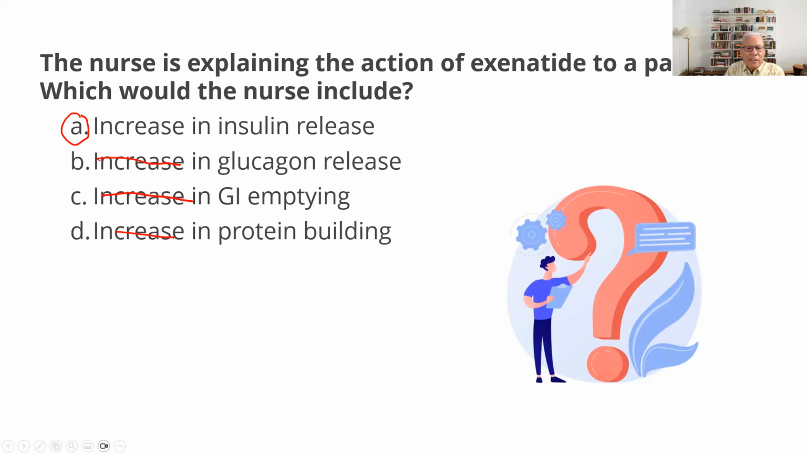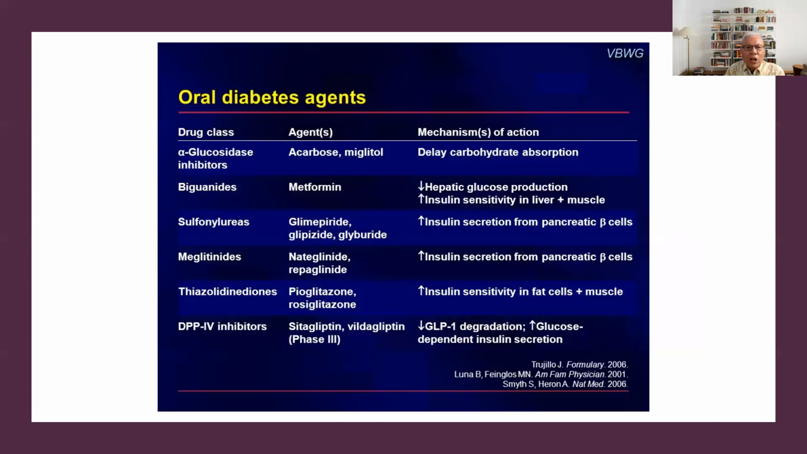Okay, I think that ends our discussion on oral anti-diabetic agents. So in this slide, you could see the drug classification as well as the mechanism of action. And so we have talked about alpha-glucosidase inhibitors, biguanides, sulfonylureas, the glinides, thiazolidinediones, and DPP4 inhibitors. So this ends our discussion on oral anti-diabetic agents.